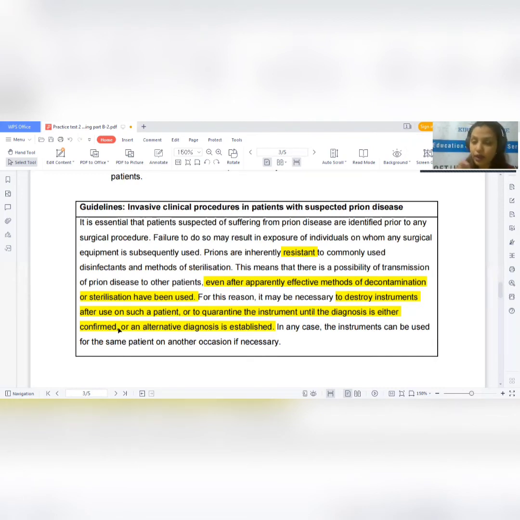So this is about prion disease. The instruments should be quarantined, kept separately until the prion disease is confirmed, that is, until the final diagnosis is made as prion disease, or an alternative diagnosis is established. Till then, we have to keep the instruments quarantined. In any case, the instruments can be used for the same patient on another occasion if necessary.